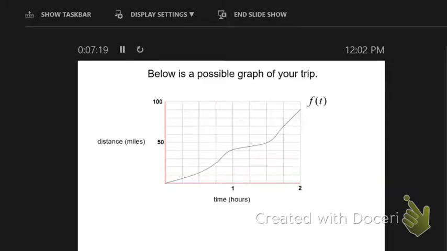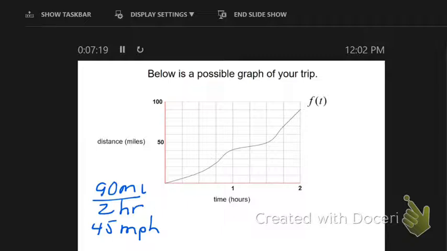So if we go back to this trip that we started with, if I wanted my average speed for the entire trip, then it would be, I went 90, I think that's 90, 50, 60, 70, I went 90 miles in 2 hours. So my average speed for this trip would have been 45 miles per hour.